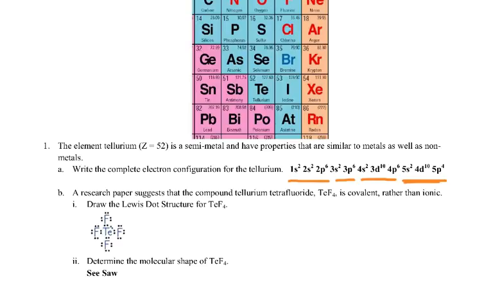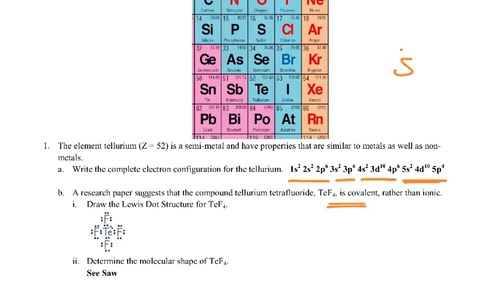Now, a research paper suggests that the compound is covalent, because we're talking about it here. It's in that semi-metal range, so it kind of is maybe a metal or maybe a non-metal, and so they're saying, well, it's kind of maybe covalent. So do the Lewis dot structure for that. Well, you just say, well, because tellurium here is in the same column as oxygen and sulfur and all those guys, then we know that it has 6 valence electrons.